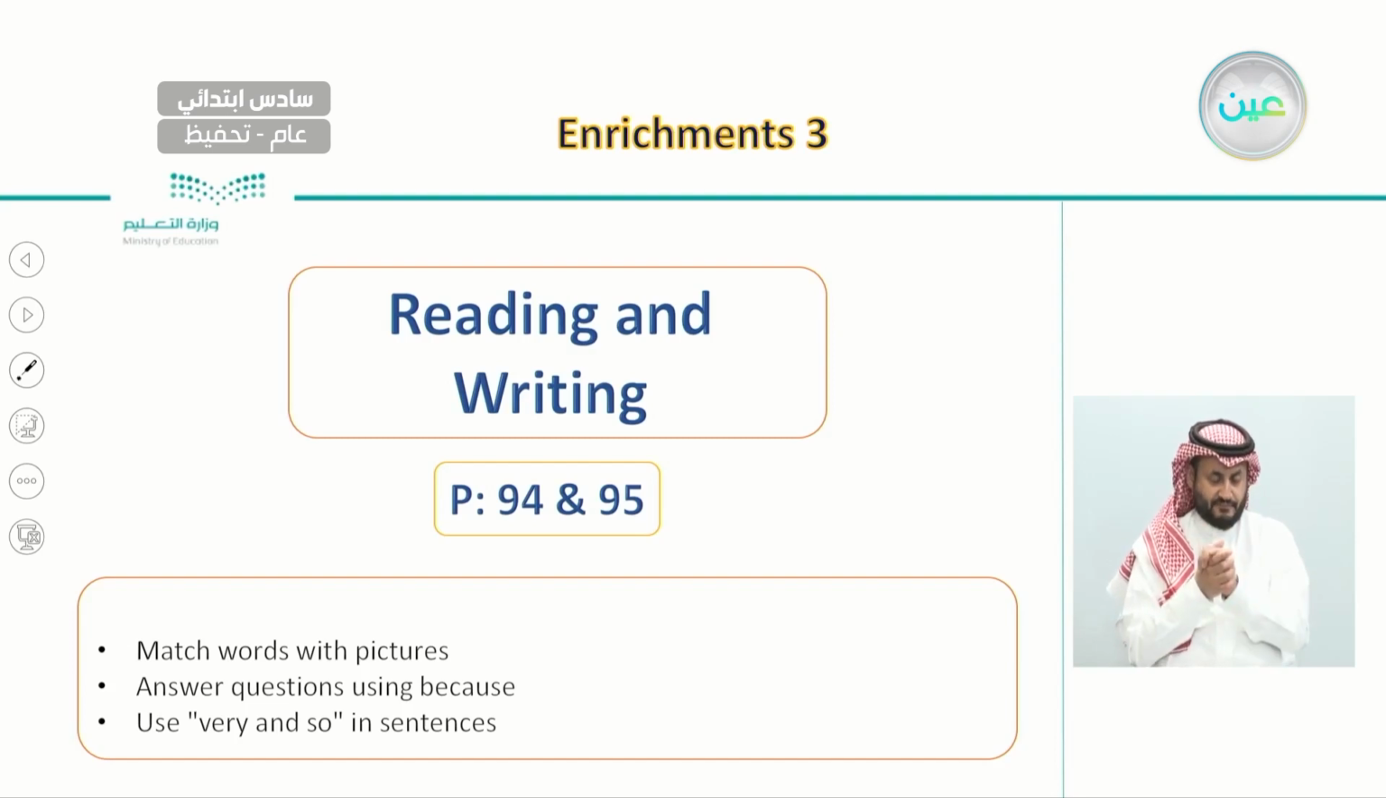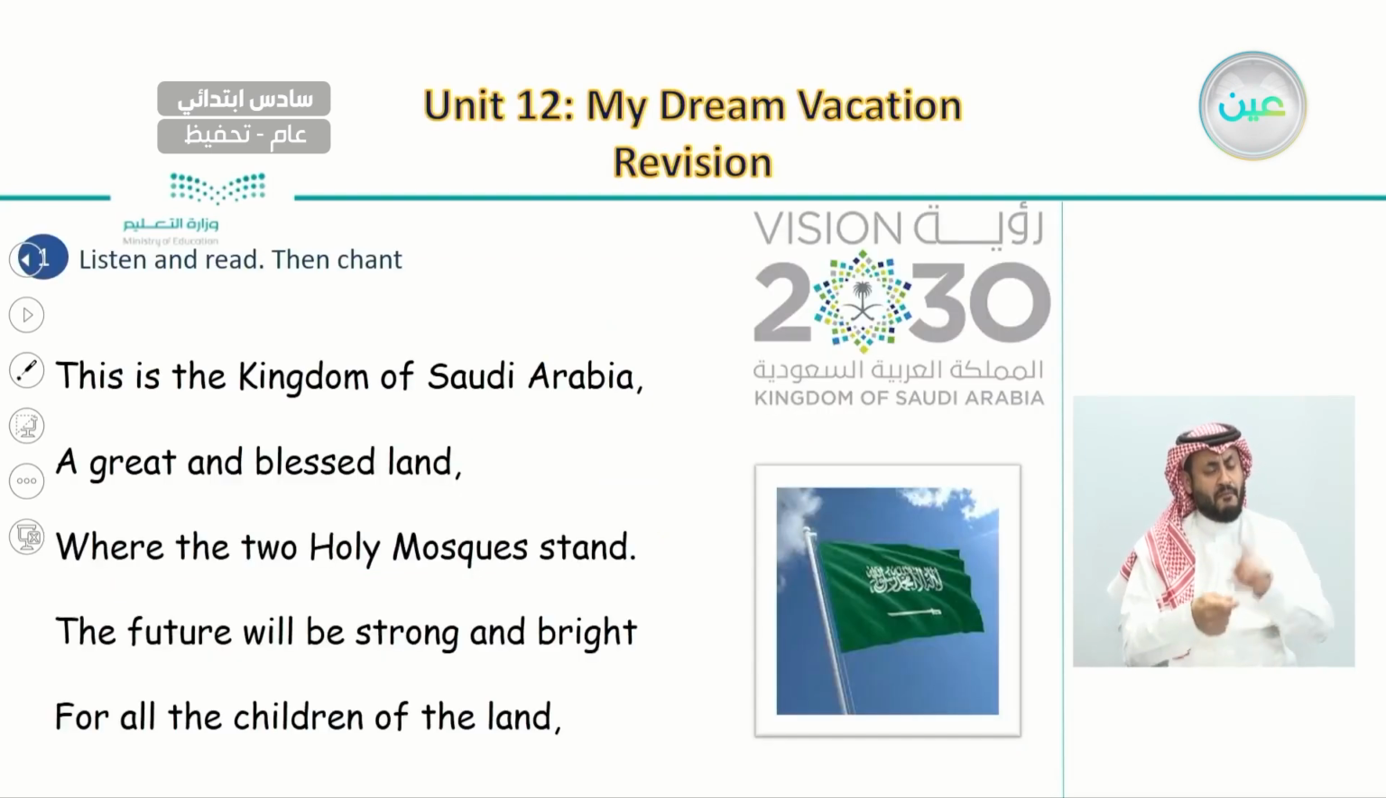After this, we had the reading and writing lesson that can be seen on pages 94 and 95. Our goals in this lesson were to match words with pictures, to answer questions using because, and to use very and so in sentences. So the first thing we did in this lesson is that we listened to the chant called the Saudi Vision 2030 chant. Let's listen to this chant and then we'll practice.